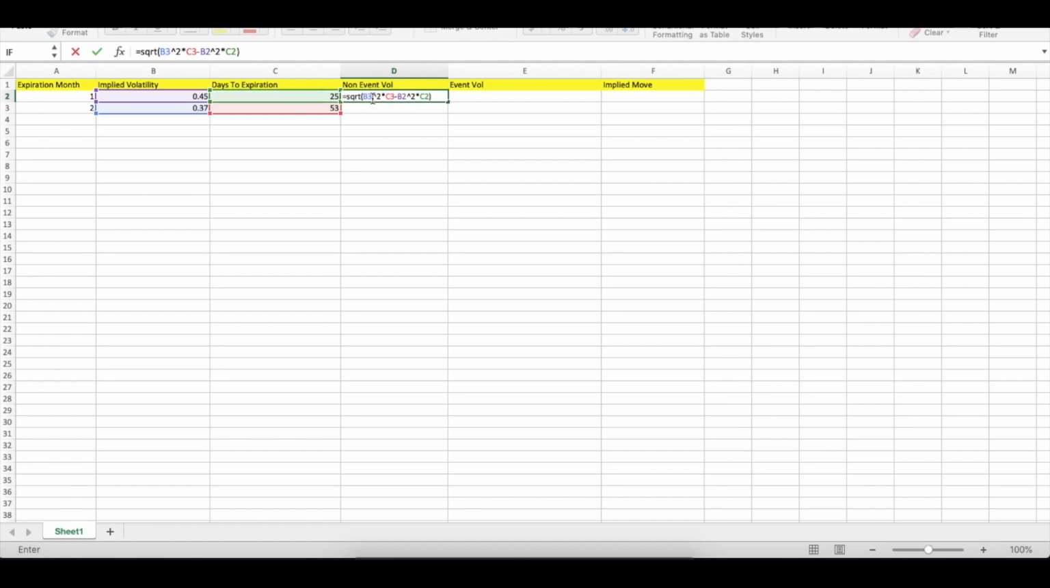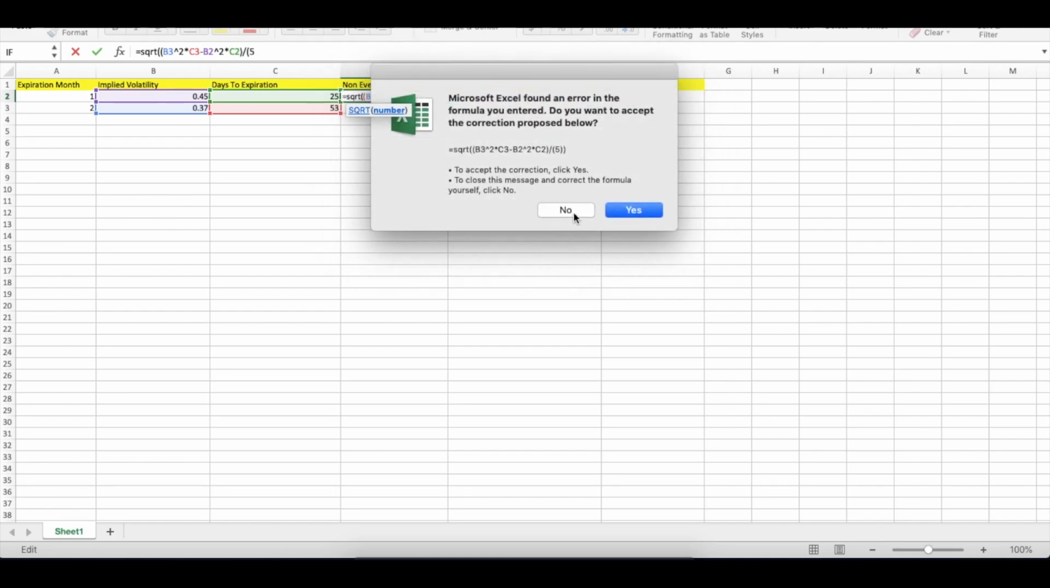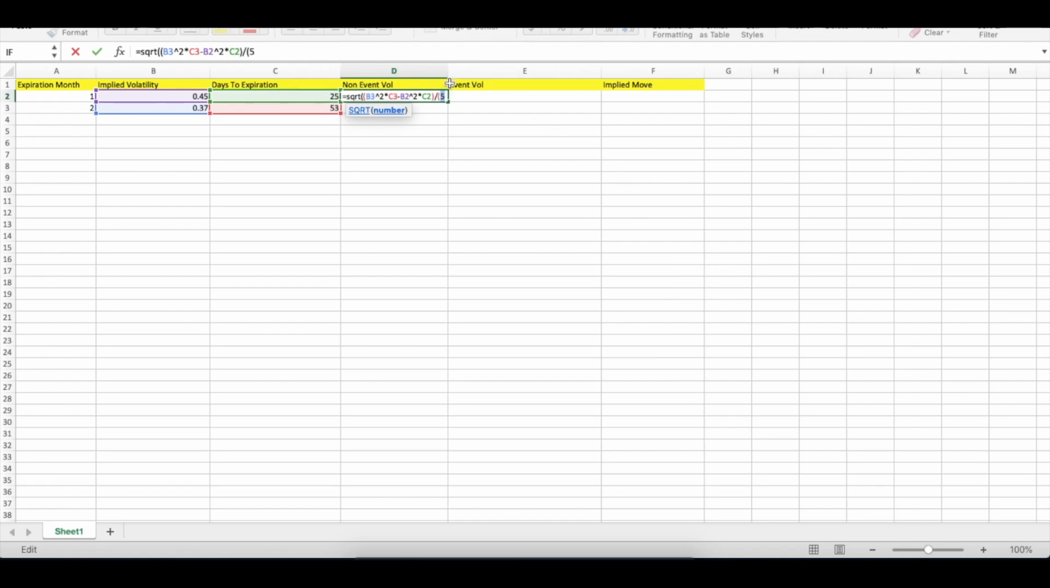And we're going to put that in parentheses. And we're going to divide that number. Oh, sorry. You have to put another bracket here because we're square rooting the whole formula. Divided by the difference in days. So this is going to be 53 divided by 53 minus 25. All right, and we'll just close that out. And so this is our non-event volatility, 27.9%.